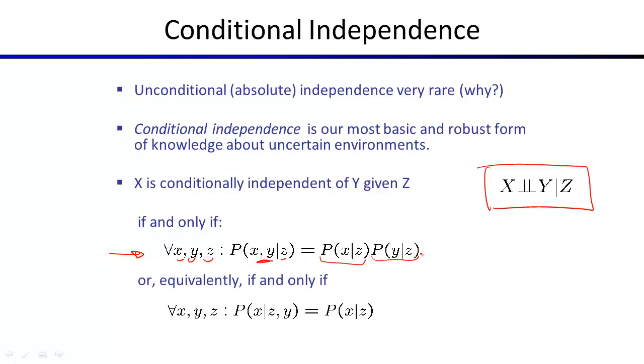Equivalently, you can write it this way. And that's often the way we will be using it. For all x, y, and z, the conditional of x conditioned on both z and y is the same as the conditional for x conditioning just on z, showing that the additional information of y is not saying anything about x. Yes?